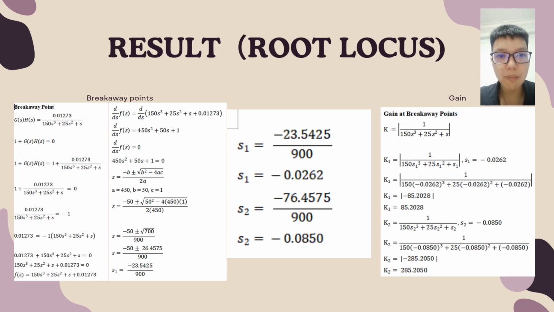The breakaway points can be found by differentiating the characteristic equation. After differentiating, we found that the breakaway points are located at negative 0.0262 and negative 0.085. For the gain at the breakaway point, since it is a modulus, all will be positive values. The first breakaway point has a gain of 85.202 and the second is 285.205.